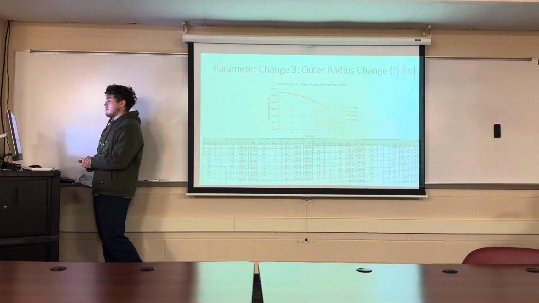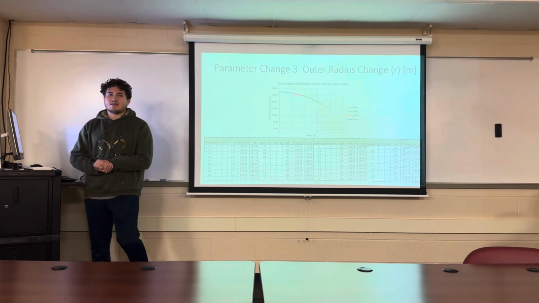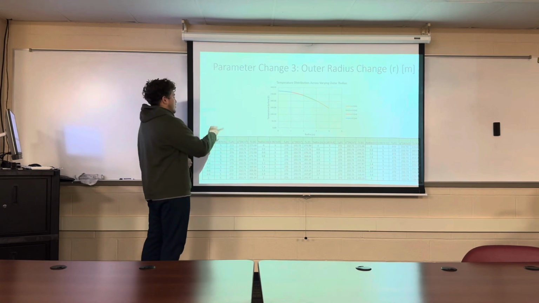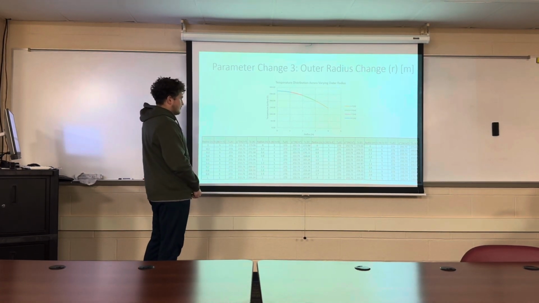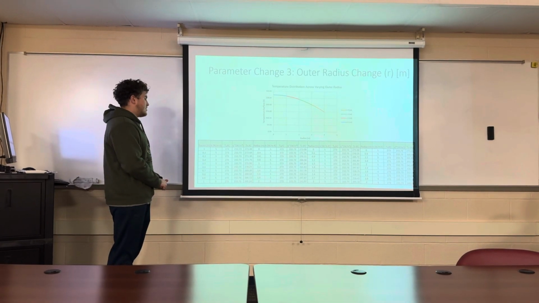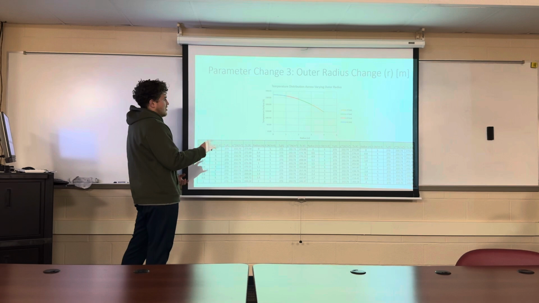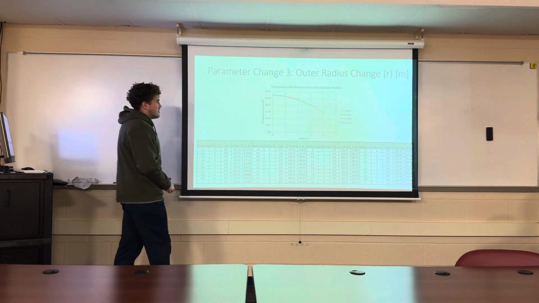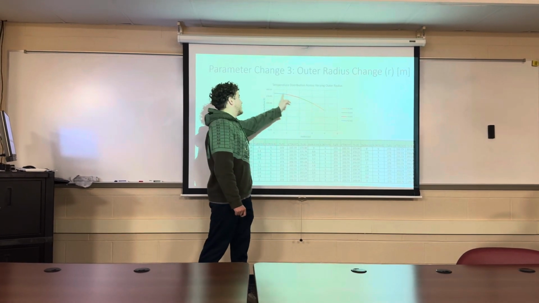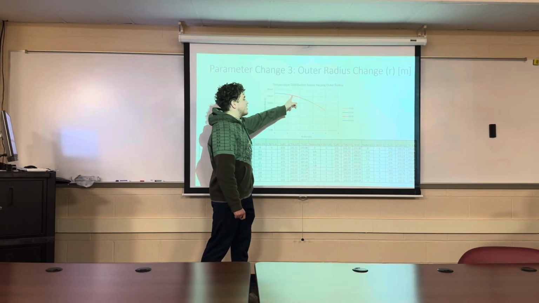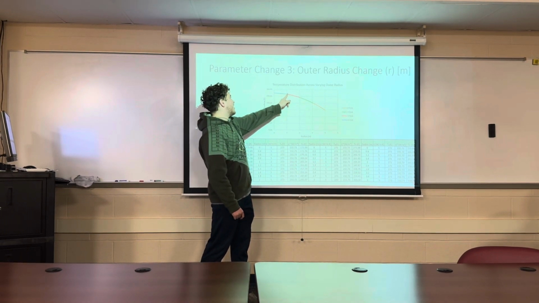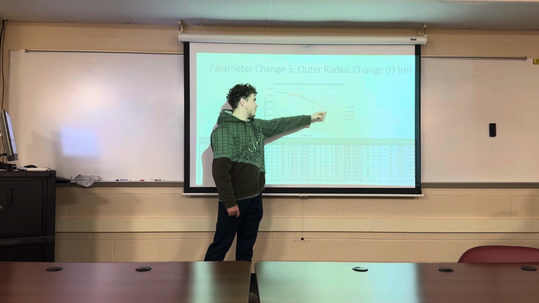Parameter change 3. This is increasing that outer radius. So as you can see right here, I graphed the temperature and radius right here. As our radius increases, our surface temperature decreases. I have 1 meter, 2 meters, 3 meters, 4 meters. And as you can see, it follows the same temperature distribution. It follows this exact same profile as you just increase this. So we have our 1 meter. That's our trend line for 1 meter heading right there. For 2 meters, 3 meters, 4 meters.